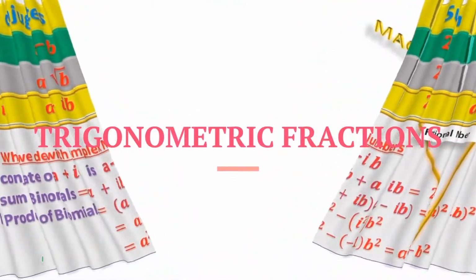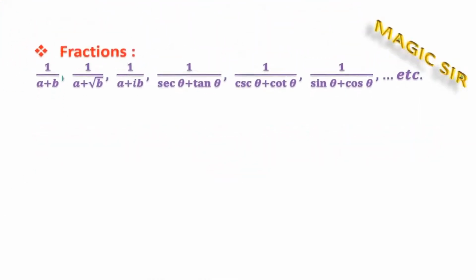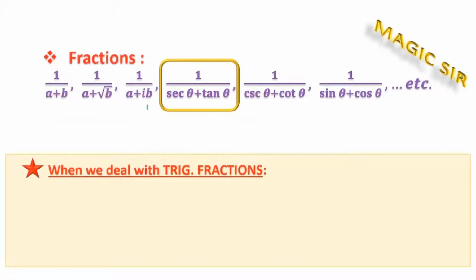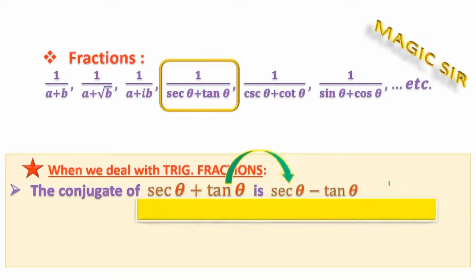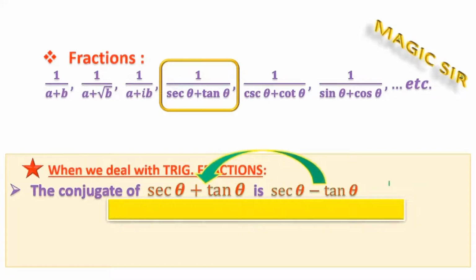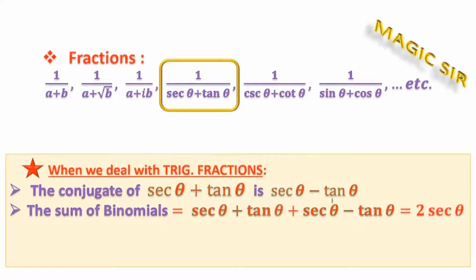We are going to discuss the use of conjugate in trigonometry. It will help us to balance trigonometric fractions. It is one kind of adjustment to verify trigonometric identities. Look at the fraction 1 upon sec theta plus tan theta. The conjugate of sec theta plus tan theta is sec theta minus tan theta. Just change the sign between sec theta and tan theta.